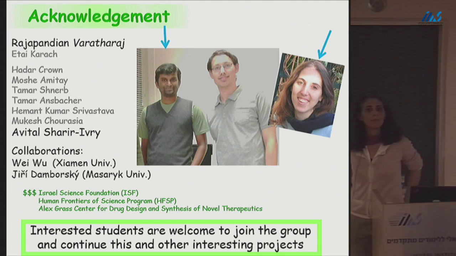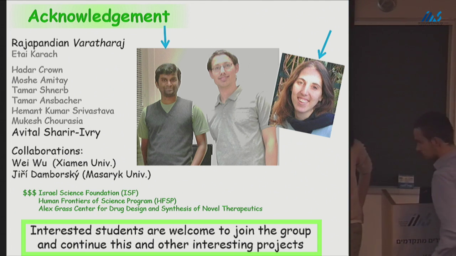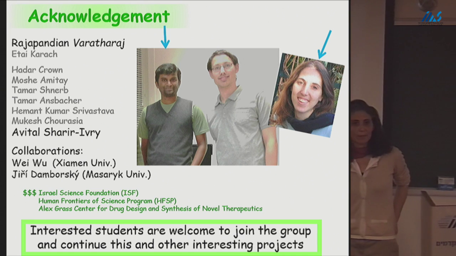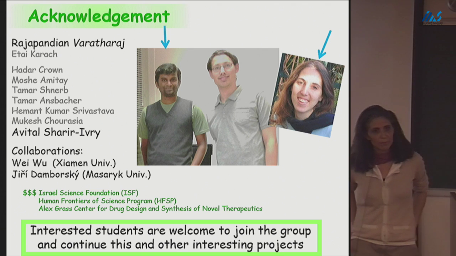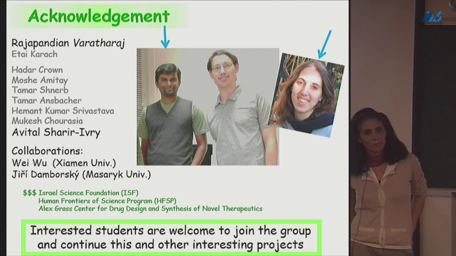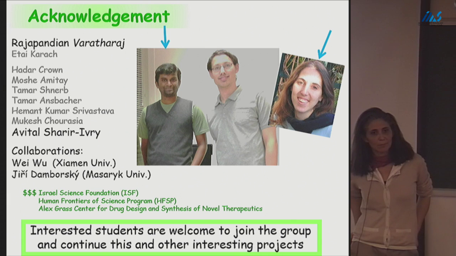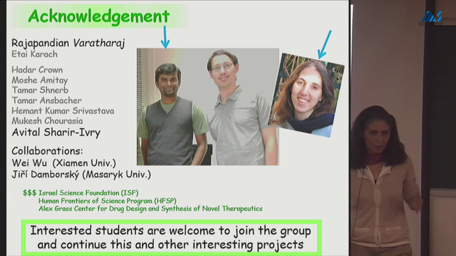Is it possible to use this method to analyze long-range interactions? Let's say, for example, you have a transmembrane protein and you have a ligand binding on the other side. You have an allosteric effect. Can you detect this long-range interaction?